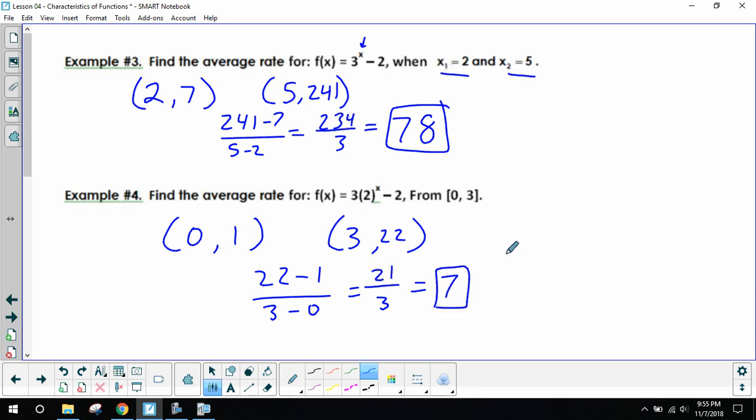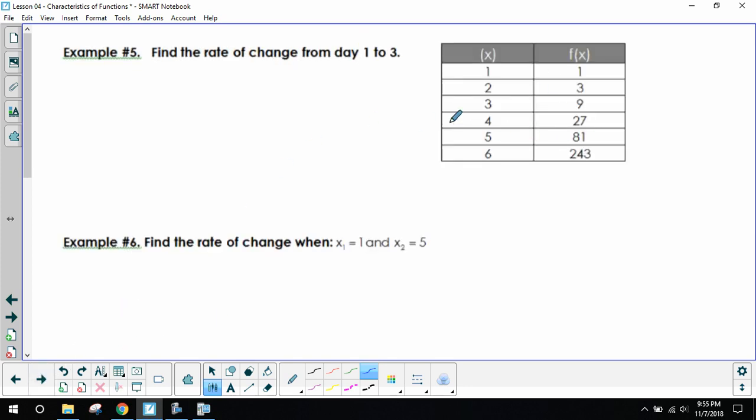Okay, just following formulas. Now we have a table. It says find the rate of change between 1 and 2... 1, 2, 1, 2, 3. So we're looking at the 1 and the 3, using the y values here, and it looks like 3 and 9.